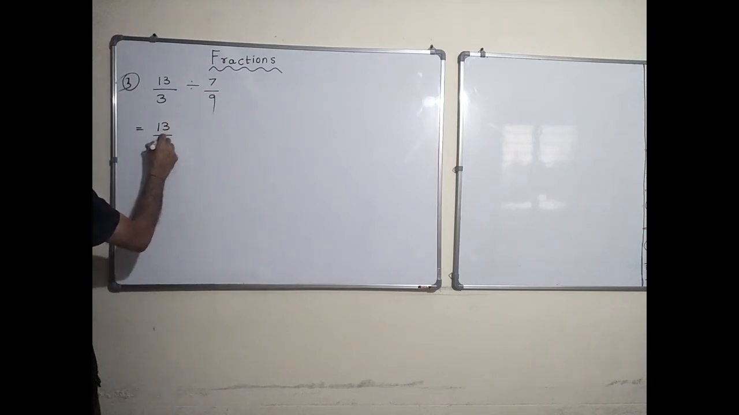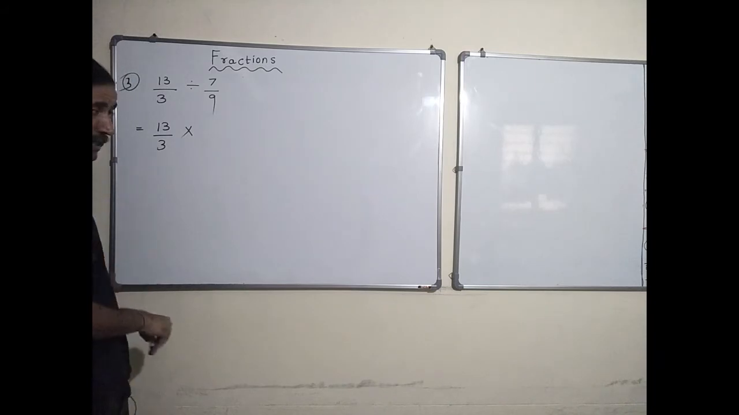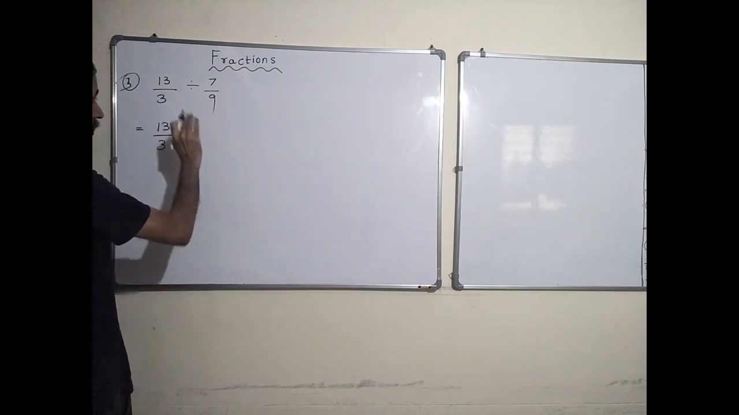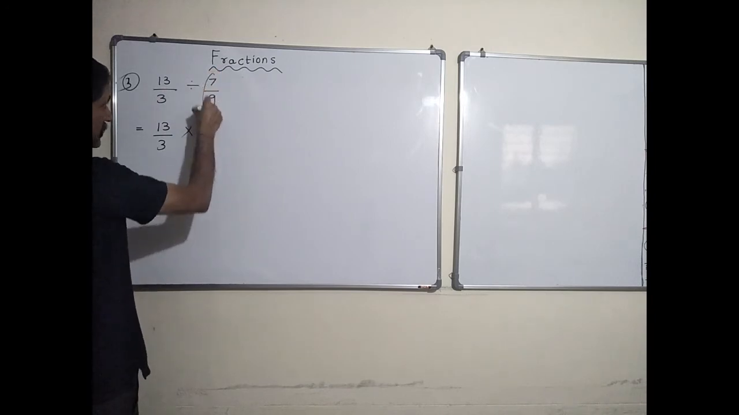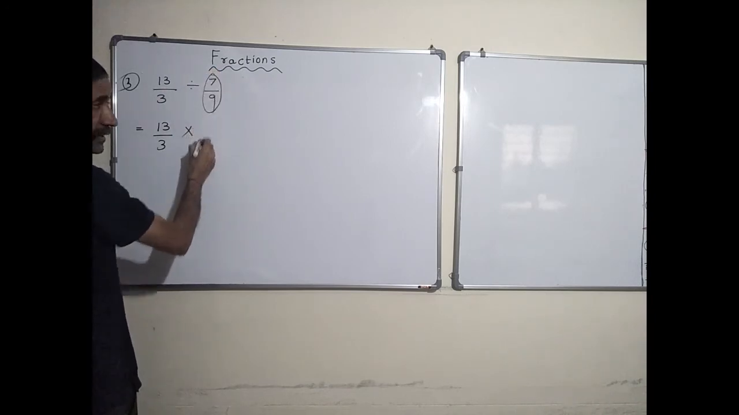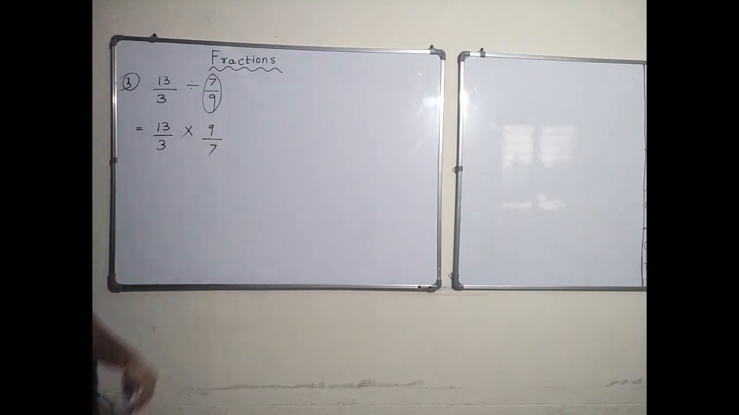The way to solve this is, in the case of fractions you can actually make division into multiplication, and whatever follows it will become the reciprocal. So in this case the denominator becomes the numerator and the numerator becomes the denominator. So this becomes 9 by 7.